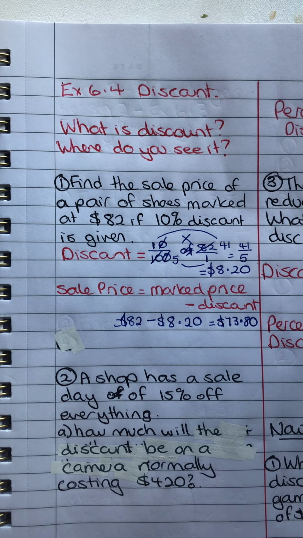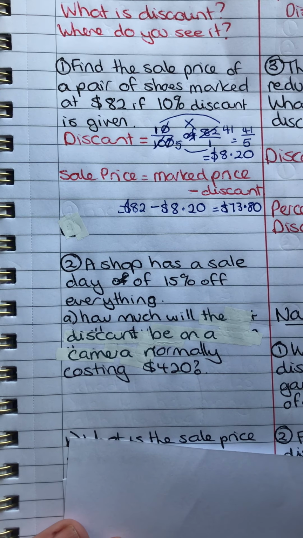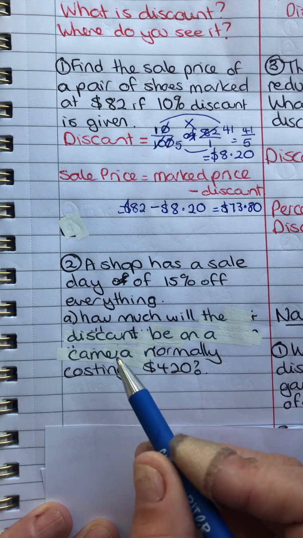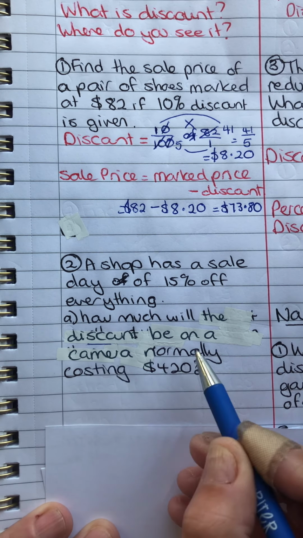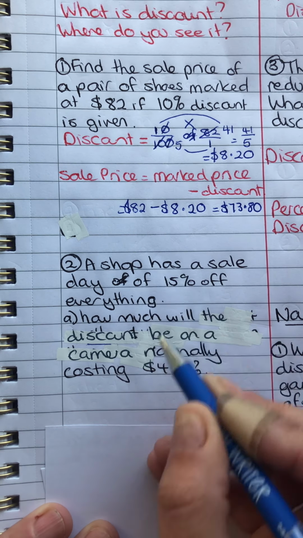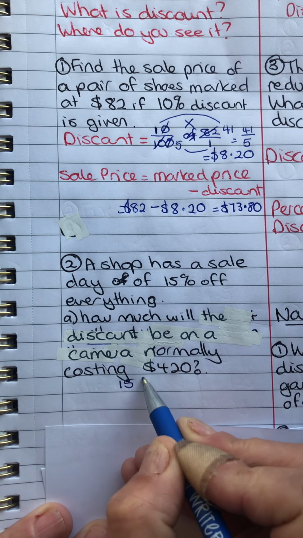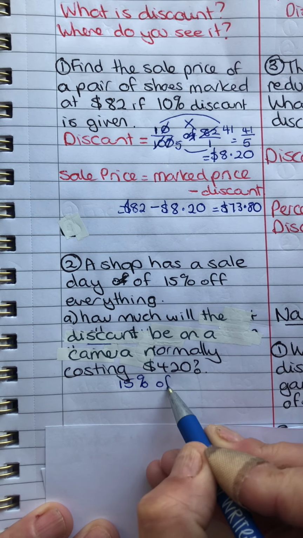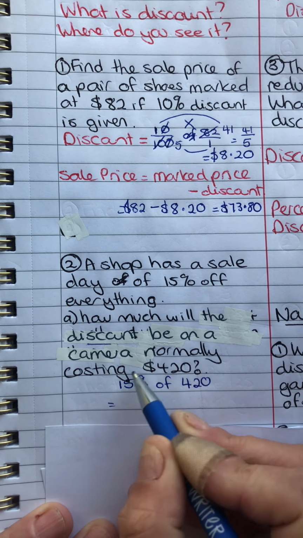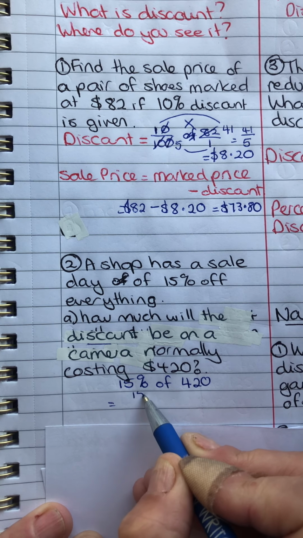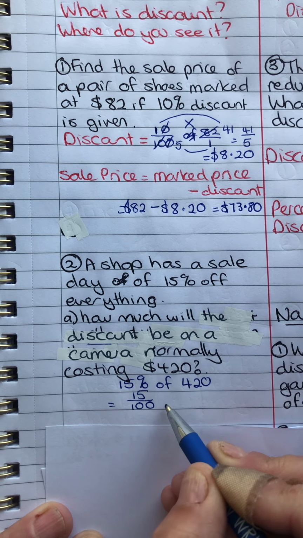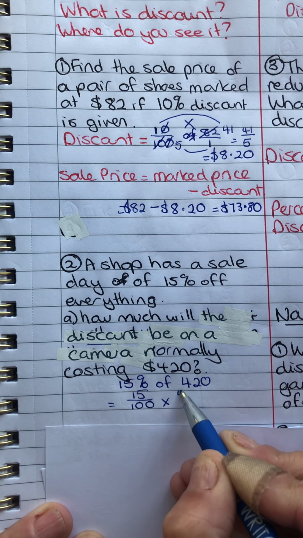A shop has a sale day of 15% off everything. How much will the discount be? So first step of a camera, which is normally $420. So what's our discount? Our discount's 15% of $420. All right, so we're going to put this as a fraction, which is 15 over 100. Of means times, and the amount is 420.